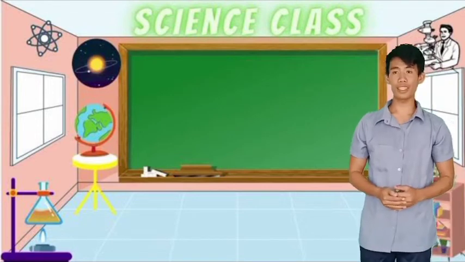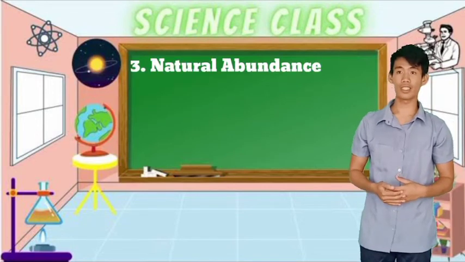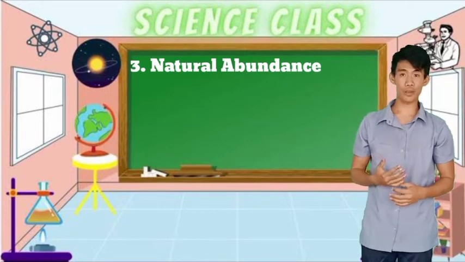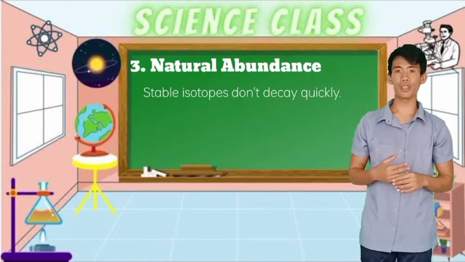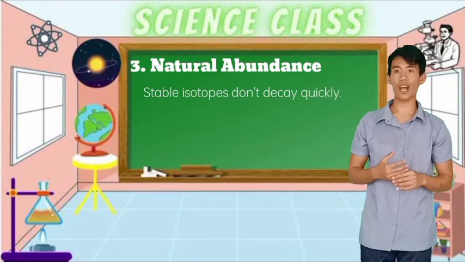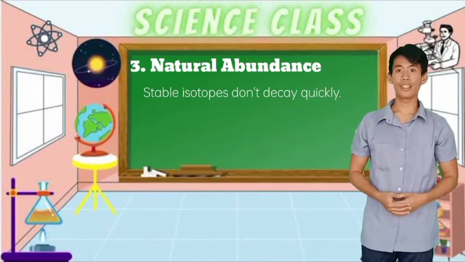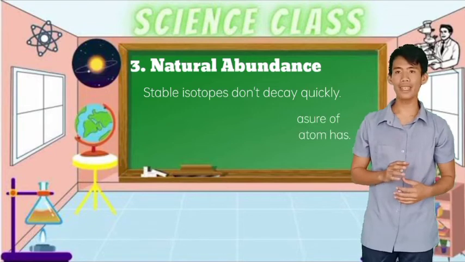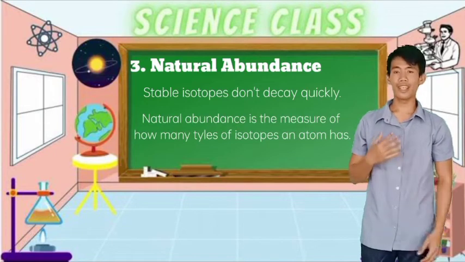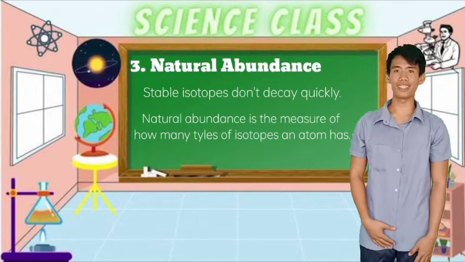Another nuclear property is the natural abundance. Each stable isotope has a particular natural abundance. Stable isotopes are isotopes that stick around, and the measure of how many of each type of isotope there are is called the natural abundance.